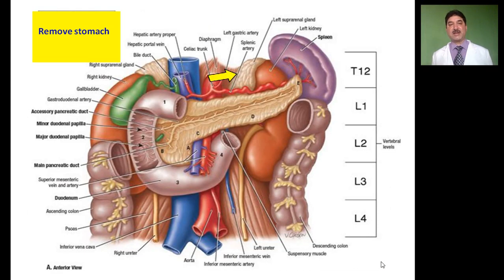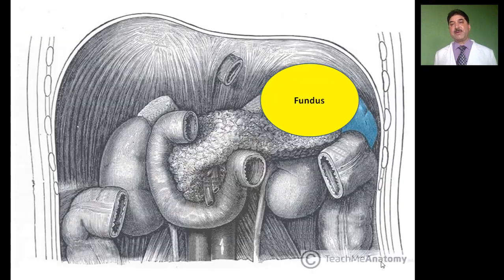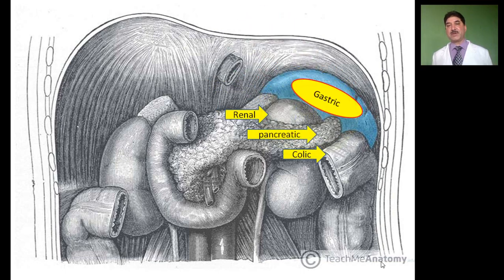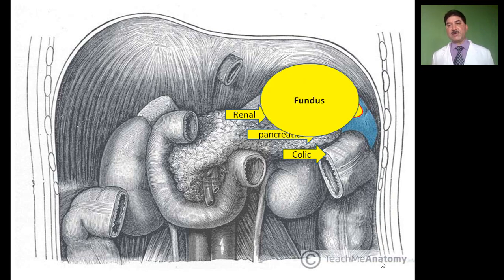As shown in this diagram, the visceral relations of the spleen are as follows. The spleen is related to the upper pole of the kidney, the ascending colon, the tail of the pancreas, and also the fundus of the stomach, which gives the gastric impression there. So on the visceral surface of the spleen lies the gastric impression, and it is the fundus of the stomach.